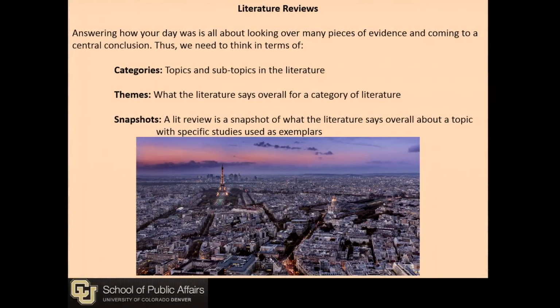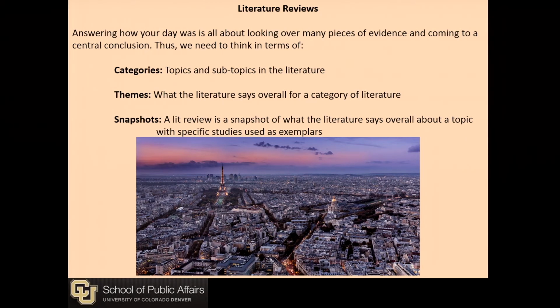Because answering how your day was is all about looking over many pieces of evidence and coming to a central conclusion. And I think these 3 things are things we need to keep in mind. I'll be referring to these all throughout the presentation, so when you know that I use these words, this is how I'm using them.